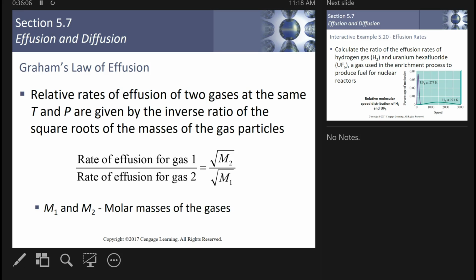Does it matter that the smaller one has to be on the bottom? Well, if you're comparing N2 to Cl2 and you want to know how many times faster N2 is, that's why you start with N2. So what do you do to determine this? This is just a plug-in, right? 71 divided by 28, and you take the square root of that, and you get 1.6.